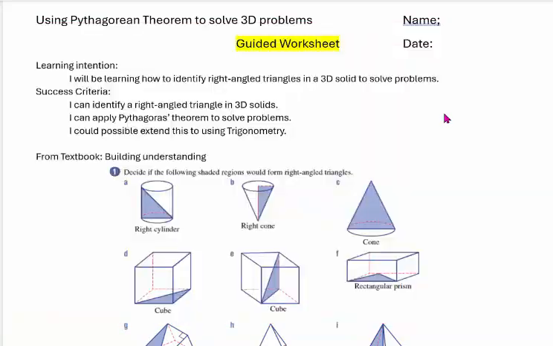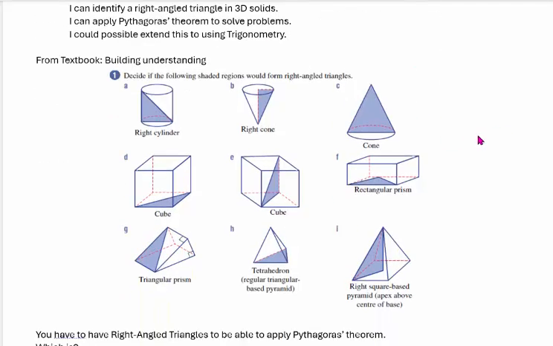Hello, fellow mathematicians. It seems that we've nearly got to the end of what you need to understand for Year 9 mathematics in Stage 5. So today, by the end of this lesson, you should be able to identify right-angled triangles in 3D solids and use Pythagoras' theorem to solve some problems. It'll usually be distances, because remember, with trig we can find angles and things like that. So I've got down here success criteria. We might be able to extend our understanding to use trig if we needed to, like find angles and stuff.